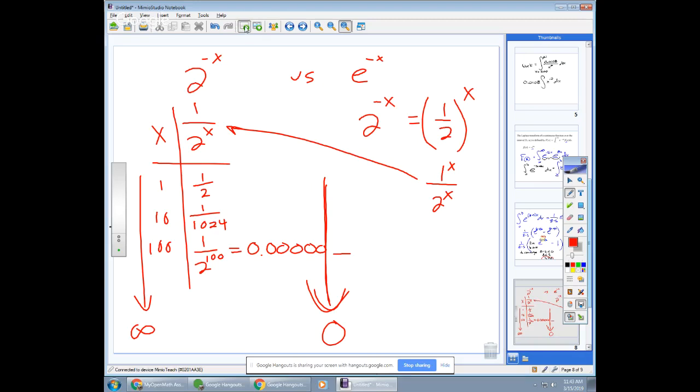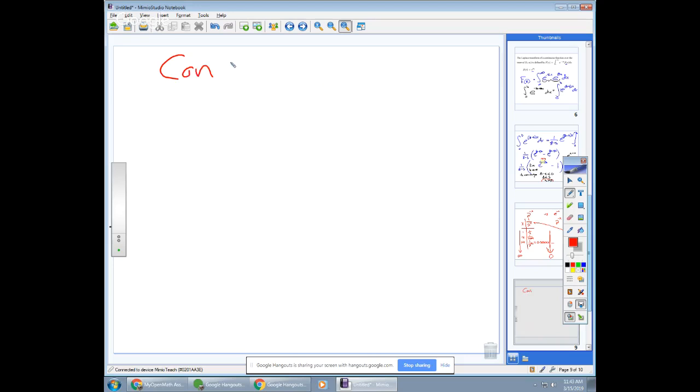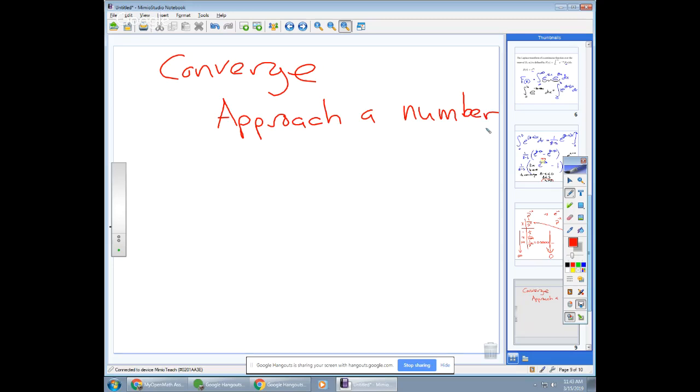So, review from Calc 1. What does it mean to converge? Converge means to approach a number. Does 0 then count? Well, there are lots of numbers out there. 1 is a nice number to converge to. 0 is a number you can converge to. Pi could be converged to. 1/2. Square root of 2. 0.1234. Right?